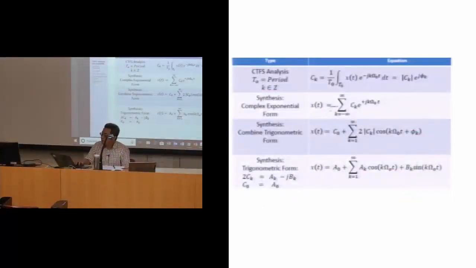So in conclusion, we found that these three forms of the Fourier series synthesis, the complex exponential form, the combined trigonometric form, and the trigonometric form, are the same.